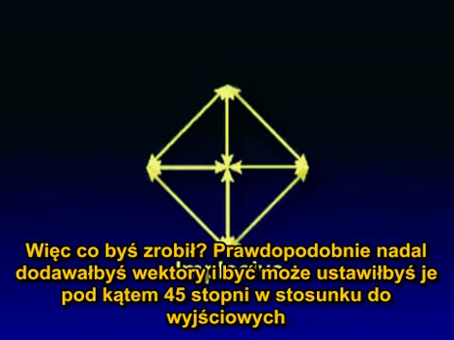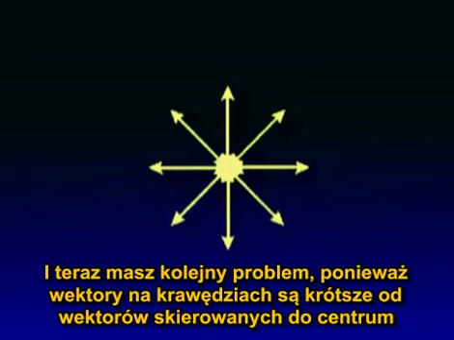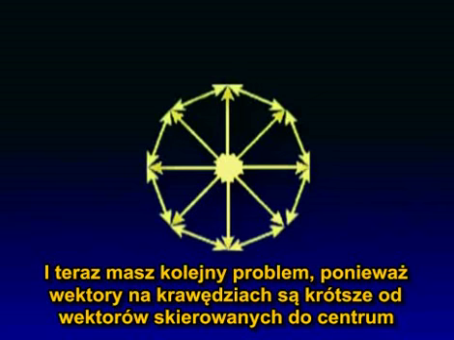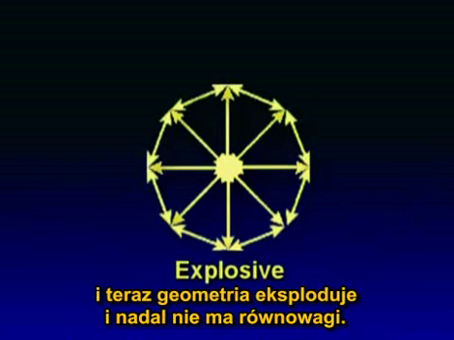You probably continue to add vectors, and you would probably put them at 45 degrees from the initial one. And now you have another problem. That is, the edge vectors are shorter than the vectors to the center. Now the geometry explodes. Is still no equilibrium.